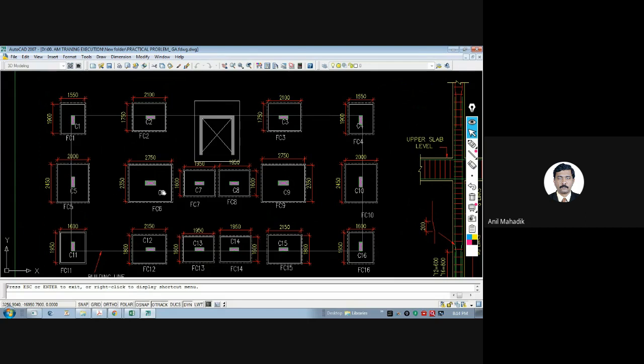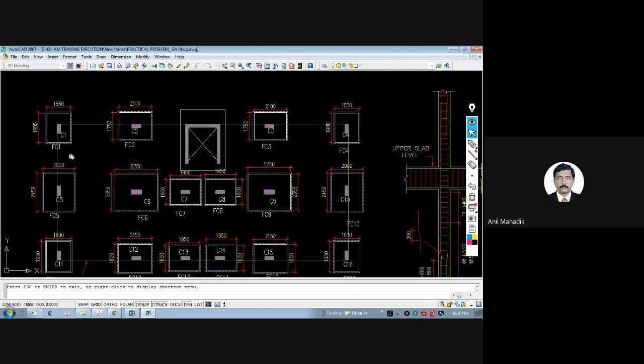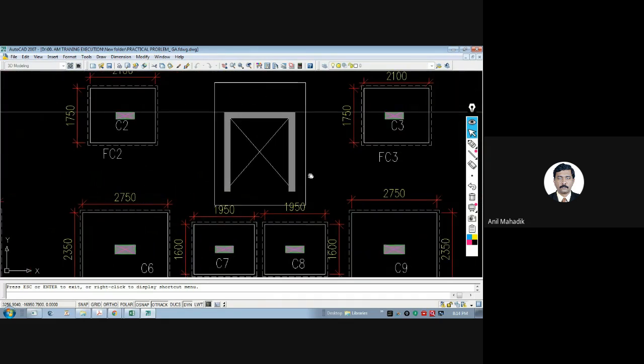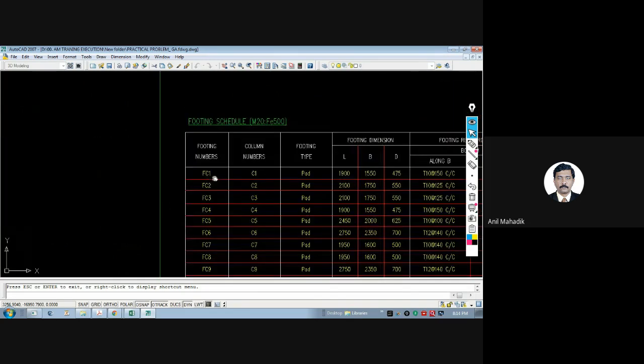So it will go on a horizontal line. And the one which comes first will get the first number. So this way, you should give the numbers as FC1 if it is C1, FC2 if it is this one. For this, you can give the name as, let's say, lift pit wall, so LFP or whatever you name. So these are the numbers or labels of the footings. We can say FC1, FC2, FC3. These are your footing numbers.